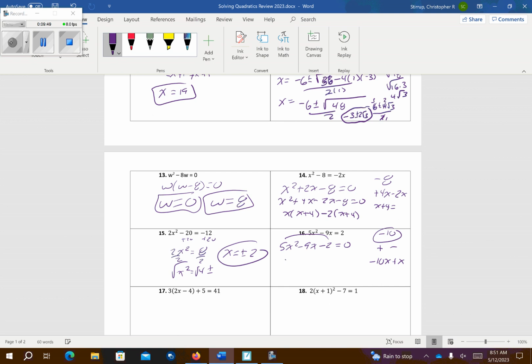So that's going to give me 5x squared minus 10x plus x minus 2. I can factor a 5x out of both of those. That's going to give me an x minus 2. I can only factor a 1 out. That's x minus 2. So x minus 2 equals 0. So x equals 2. There's one answer. The other answer is going to be 5x minus 1, or 5x plus 1, excuse me. Subtract 1 and divide by 5. So x equals negative 1/5.